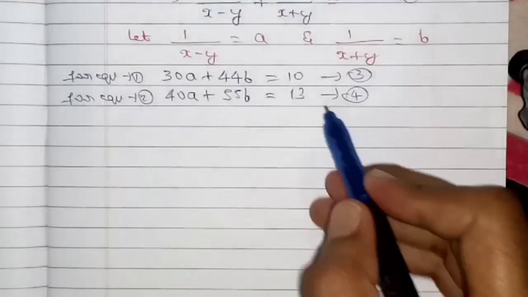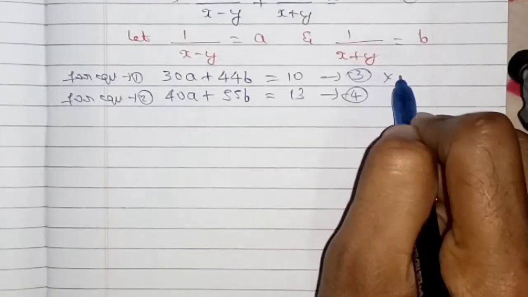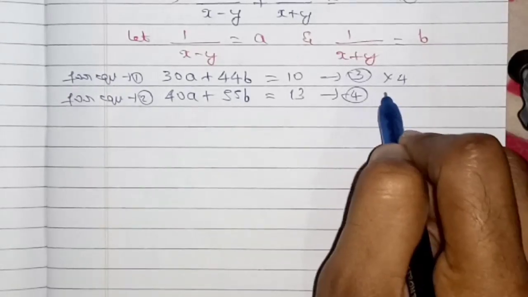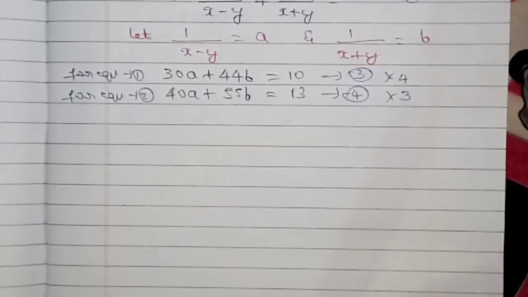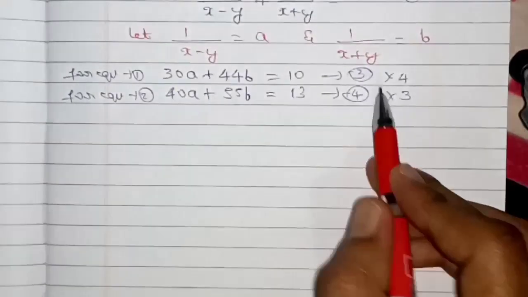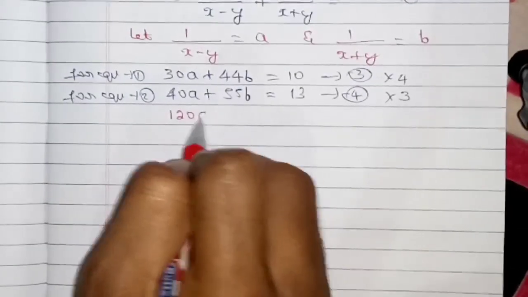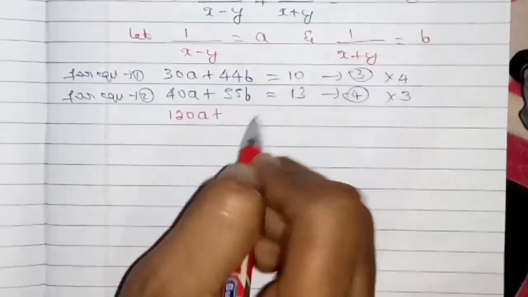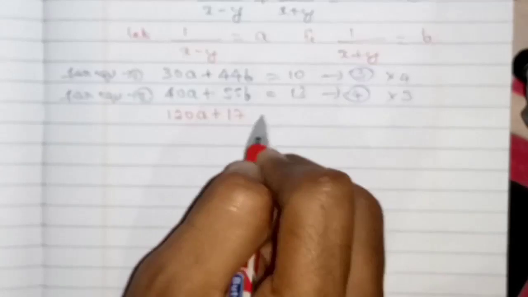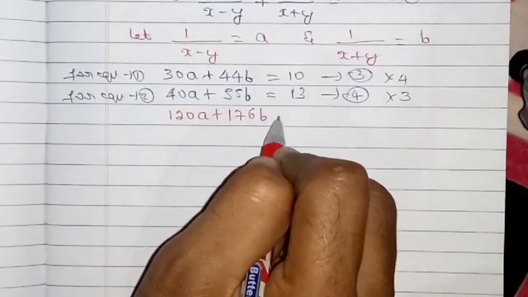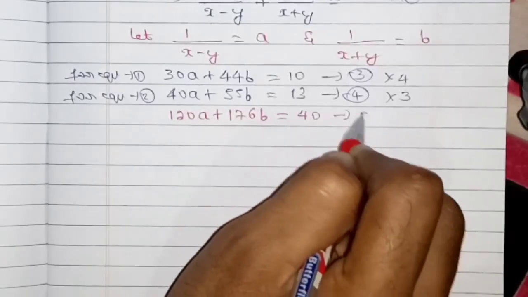Okay, now multiply the third equation by 4 and multiply the fourth equation by 3. Okay, so the equation will become 4 times 30 is 120. I'll write here 120a plus 44b into 4, so nothing but 176b, if you multiply 44 into 4, is equal to 10 fours are 40. Call it equation number 5.